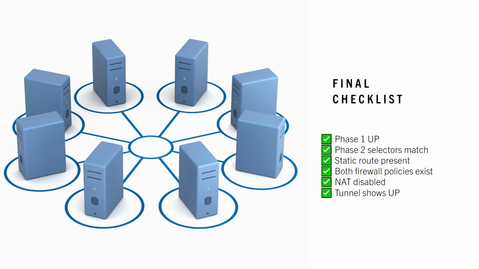Before concluding, check that Phase 1 is up, Phase 2 selectors match, a static route is present, both firewall policies exist, NAT is disabled, and the tunnel shows as up.